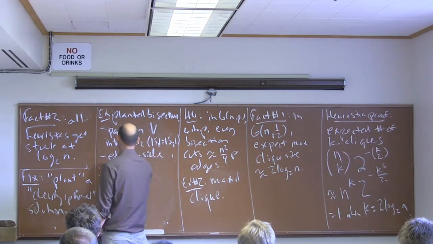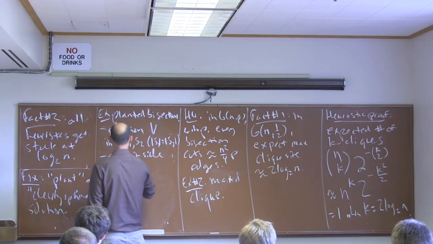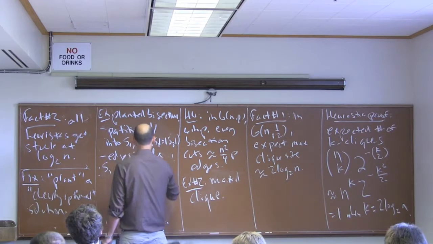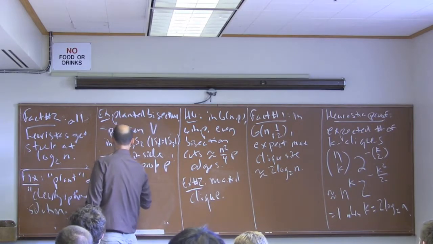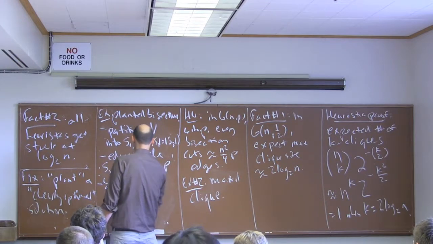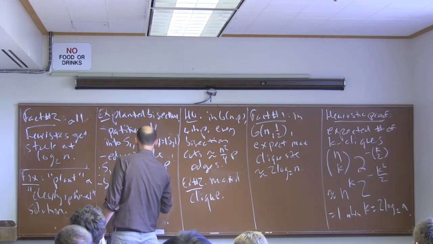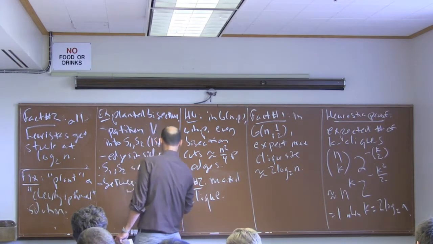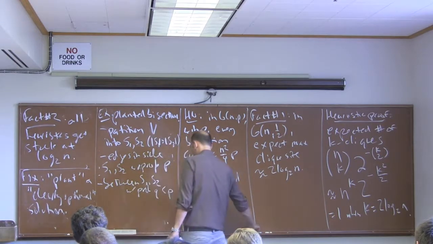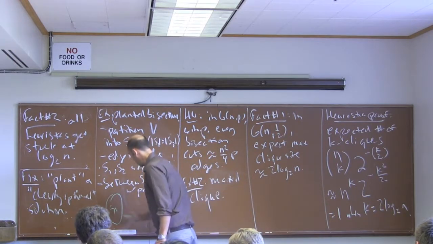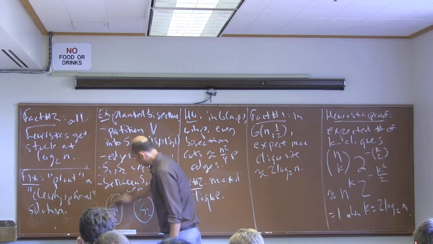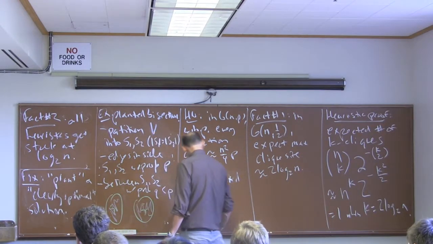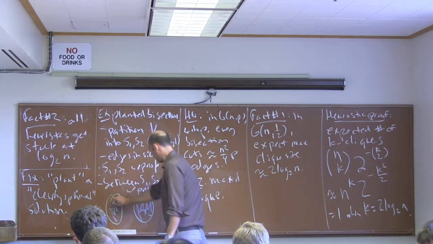So edges inside S1, S2 with probability P. Between S1, S2 with some probability Q less than P. All right? So we have S1, we have S2, possibly pretty dense inside, but fairly sparse between them.